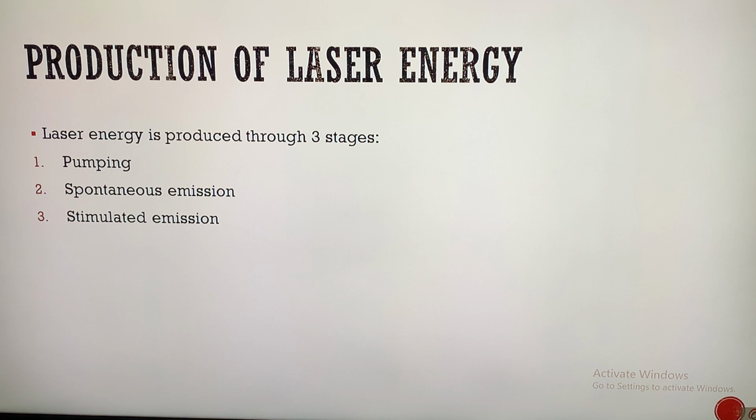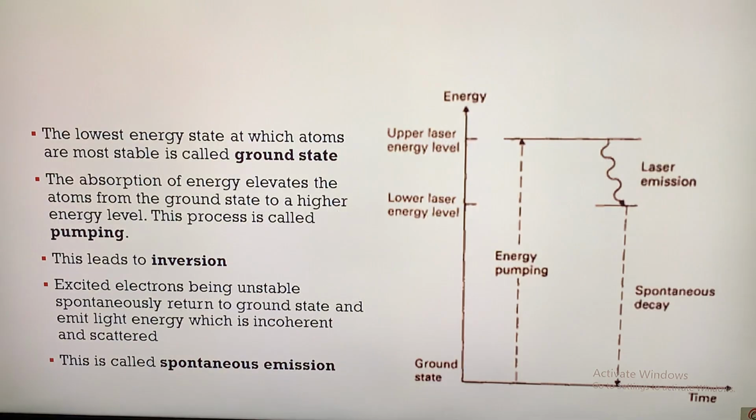Laser energy is produced through three stages: pumping, spontaneous emission, and stimulated emission. The lowest energy state at which atoms are most stable is the ground state. The absorption of energy elevates the atoms from the ground state towards the higher energy levels up to the upper laser energy level. This process is called pumping. This leads to inversion, in which the number of excited electrons is more than the unexcited electrons.